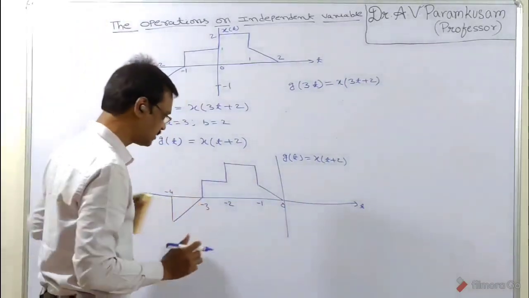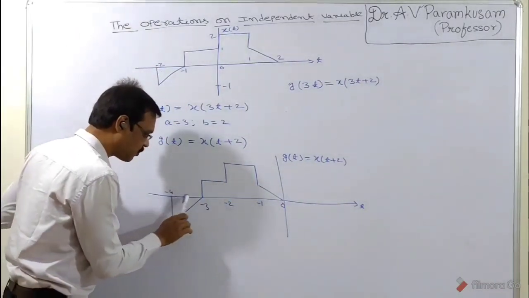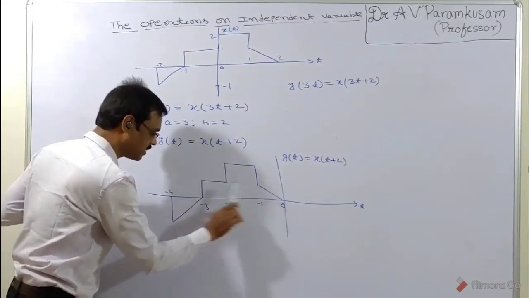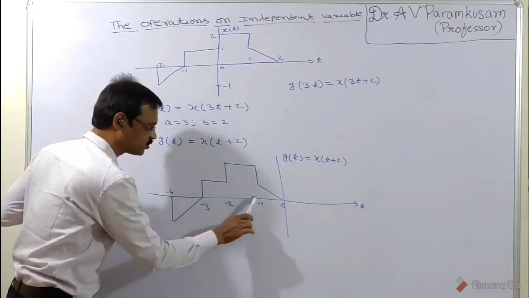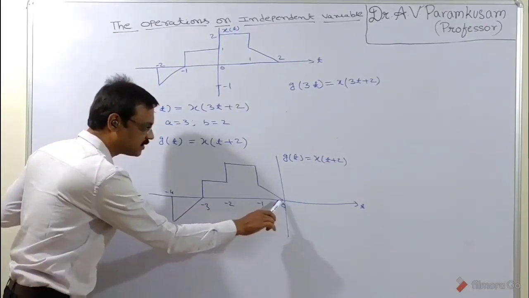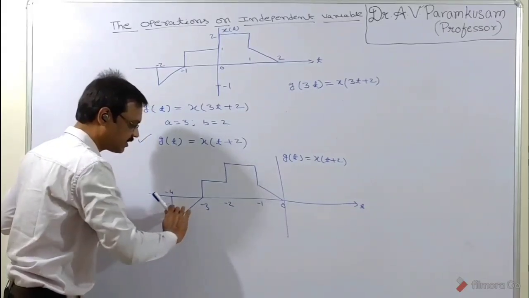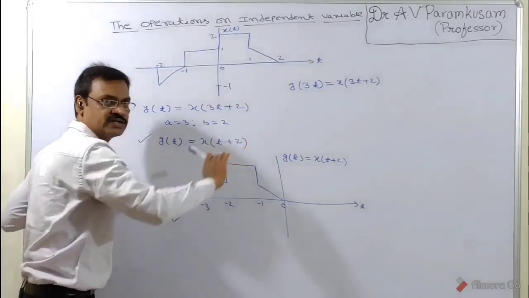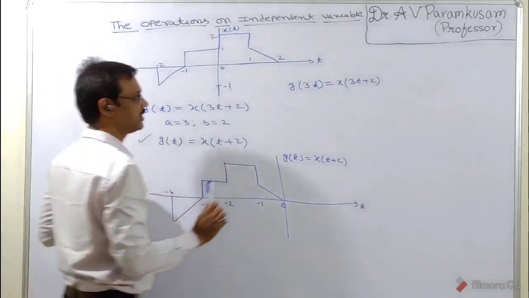How do you compress the signal? You just identify some points: minus 4, minus 3, minus 2, minus 1, 0. Because at these points, the line expression will be changed.